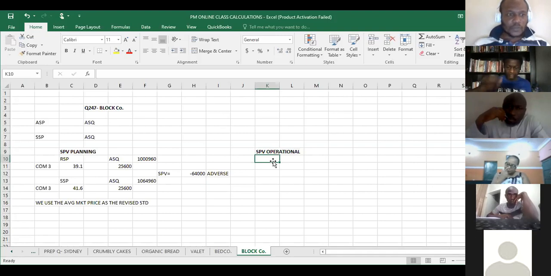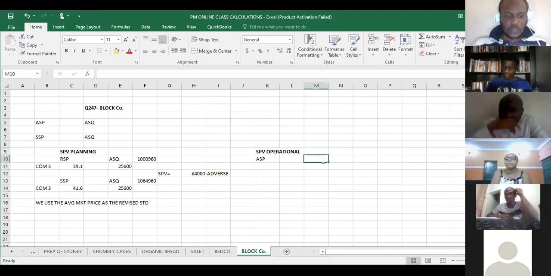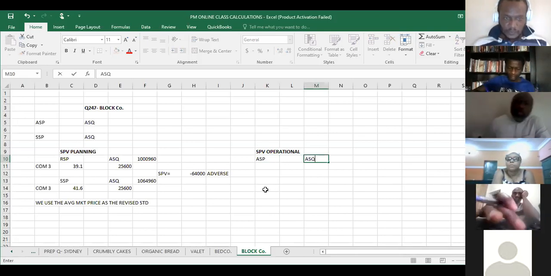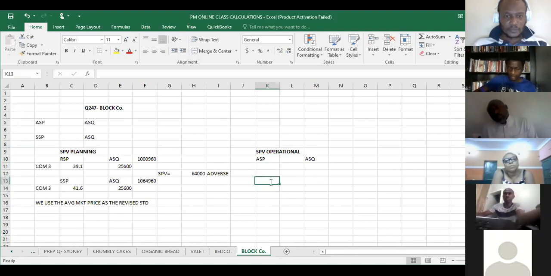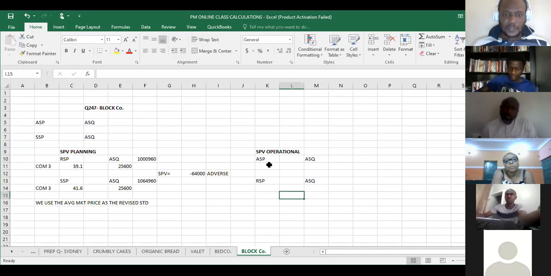So we look up again. We're comparing actual with revised standard, right? So we have actual sales price, and remember that our quantity is not changing, so actual sales quantity, same. And then we go to this other one, and we have revised standard price and actual sales quantity. So nothing changes for the quantity.